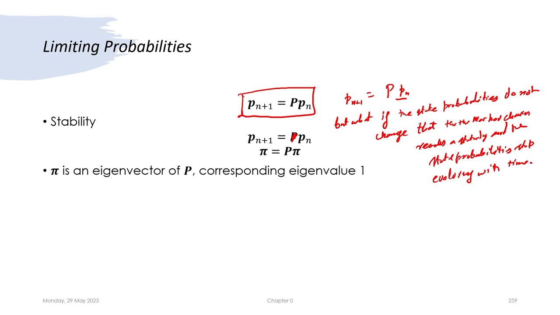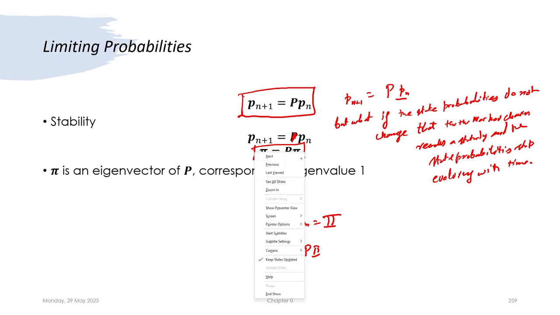Naturally, this is possible, and in that case p n plus 1 equals p n equals pi, and pi equals p pi. Or you can say that if the probabilities are not evolving with time, we are at a constant probability distribution and this is it. Then pi is an eigenvector of p corresponding to the eigenvalue 1.